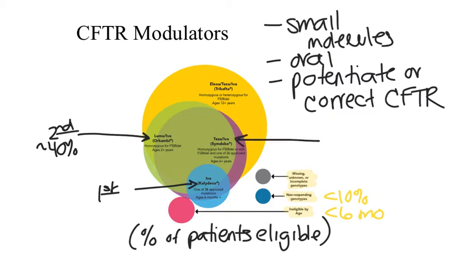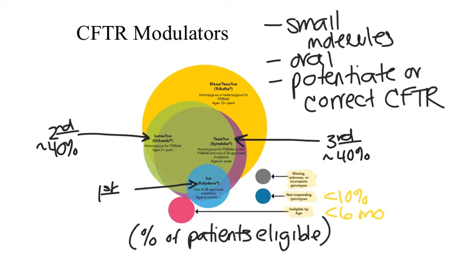This is also eligible for approximately 40% of patients, and as you can see, has significant overlap with both Orkambi and Kalydeco, as it is allowed in patients who are homozygous for F508 delete or with one F508 delete mutation and another of 26 approved mutations in children 6 years and up.